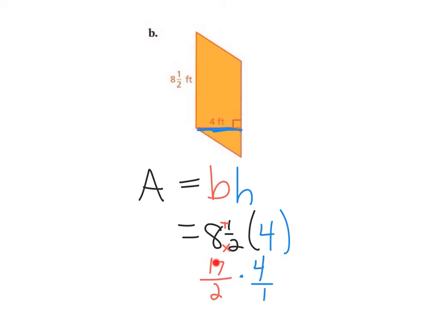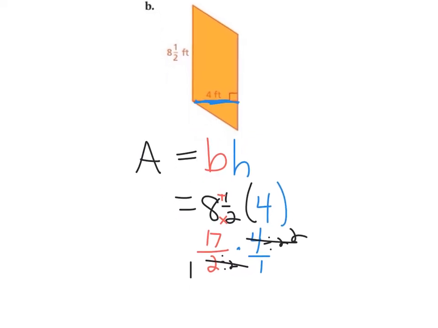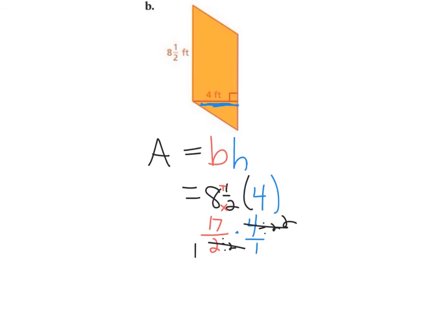And then we do want to use all of our cross-simplifying tools. 17 and 1 can't go any lower, but 2 and 4 can both be divided by 2. And when you do that, 4 divided by 2 becomes 2. 2 divided by 2 becomes 1. And I'm just going to move that up there for a minute so I have a little bit more space to work. And then we're going to rewrite those fractions.